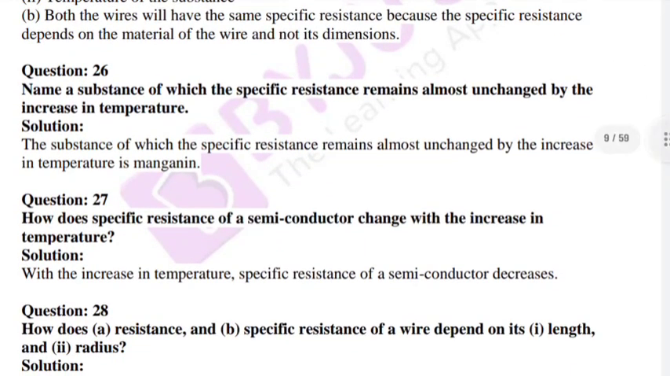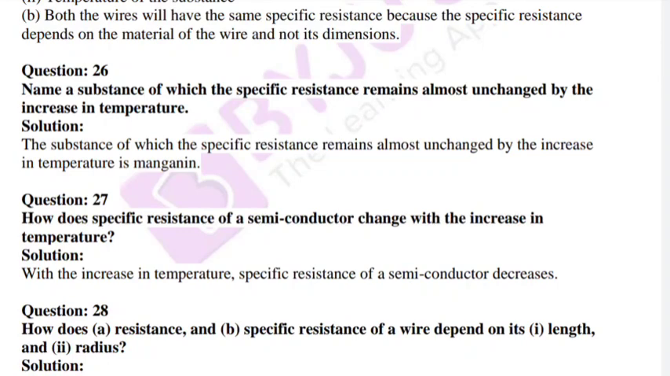Name the substance of which the specific resistance remains almost unchanged by the increase in temperature. The substance of which the specific resistance remains almost unchanged by the increase in temperature is manganese. Manganese. This question may come, question 26. Its answer is manganese.